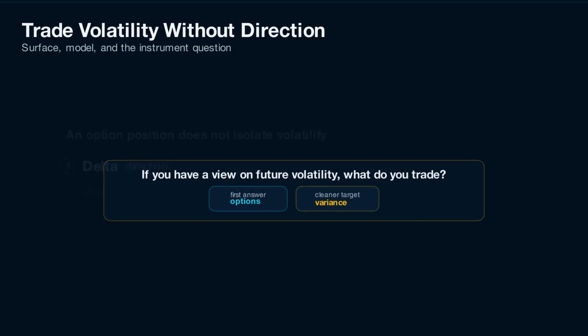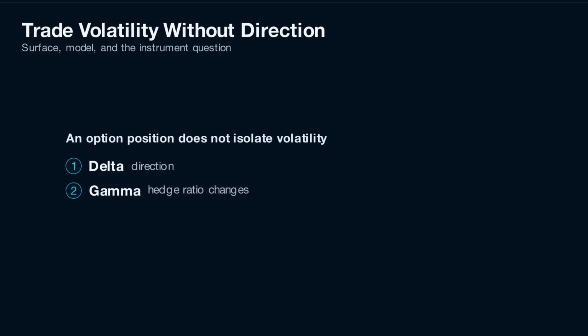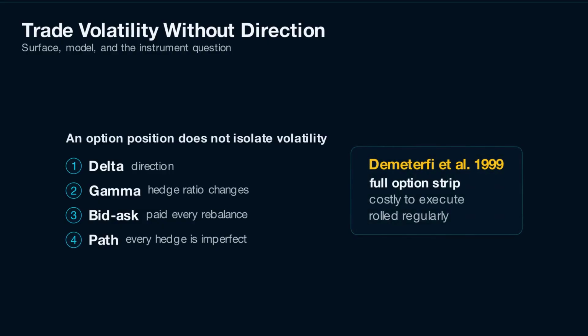trade? If your answer is options, you face an immediate problem. An options position carries directional exposure, delta. You need to hedge it continuously, and every hedge is imperfect, path-dependent, and transaction cost-bearing. The P and L of a delta-hedged option does not isolate volatility cleanly. As Dimitrov, Derman, Kamal, and Zhu put it in 1999, a replicating portfolio for a variance swap would require an entire strip of options, which would be costly to execute and would need to be rolled regularly.